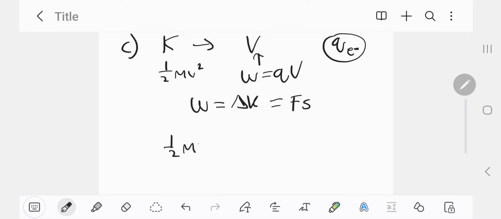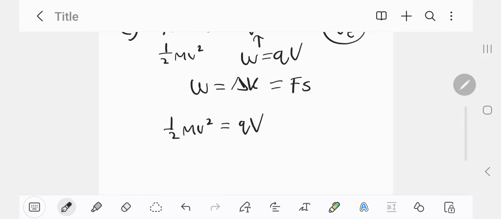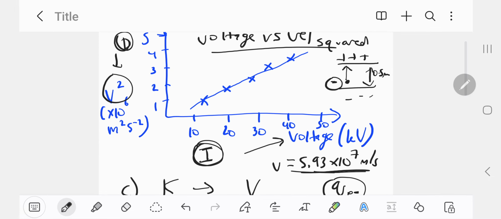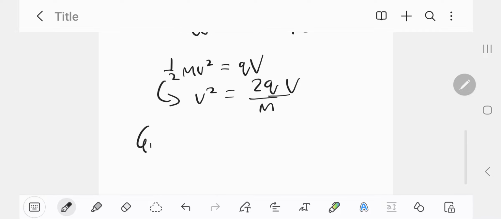So half mv squared. Let's equate that to QV. Okay, there's a bit of thinking involved. It's not so much hard, it's just thinking through this. We know that v squared is 2Q over m times V. Rearranging this here. But we also know from the graph, we can calculate the gradient of the line of best fit. Okay, gradient of the line, I'll tell you why. Gradient is rise over run.